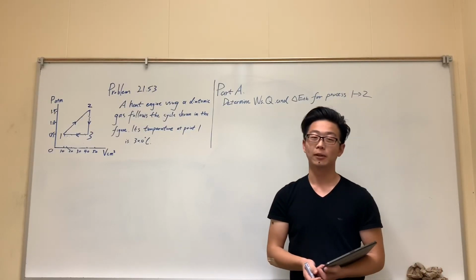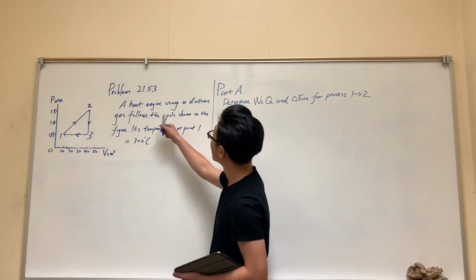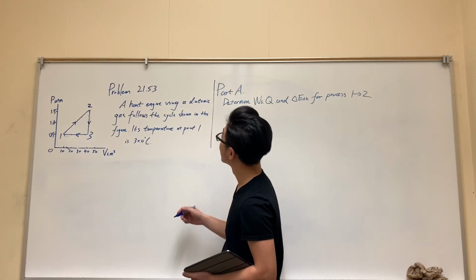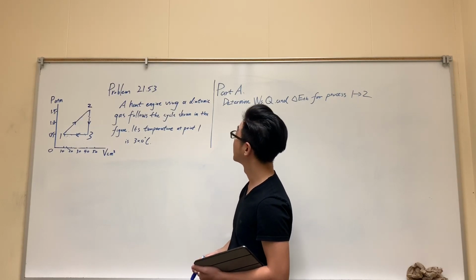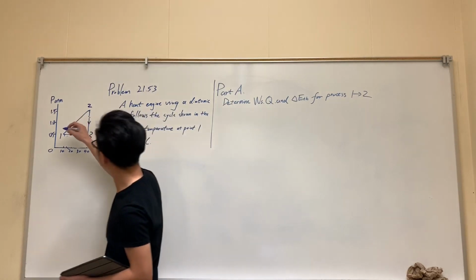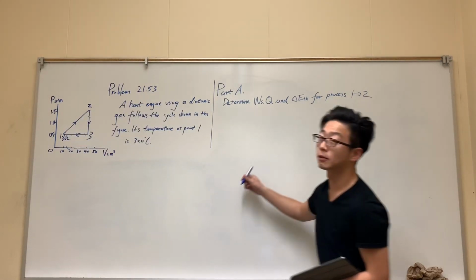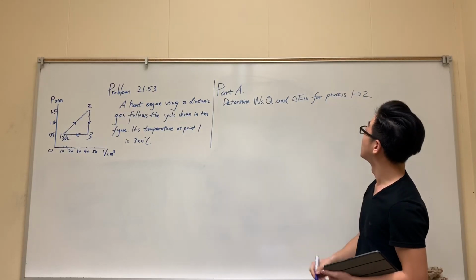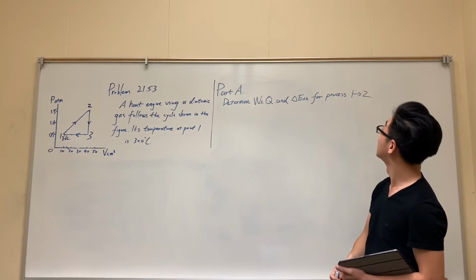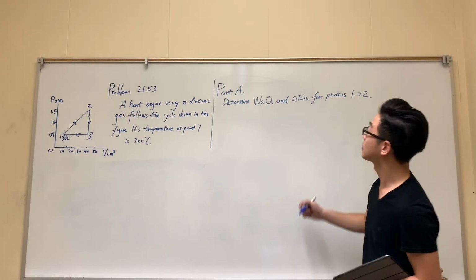Okay, so today we are looking at problem 21.53. A heat engine using a diatomic gas follows the cycle shown in the figure. Its temperature at point 1 is 30 Celsius. So this is 30. And for part A, determine the work done on the system, Q, and delta E_th for process 1 to 2.